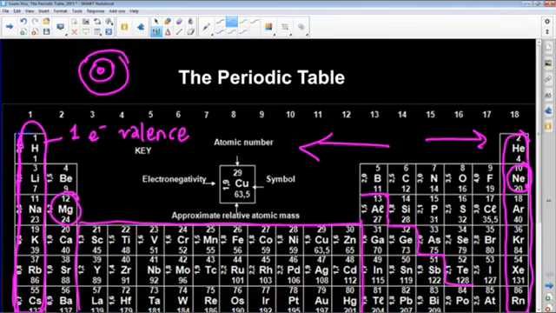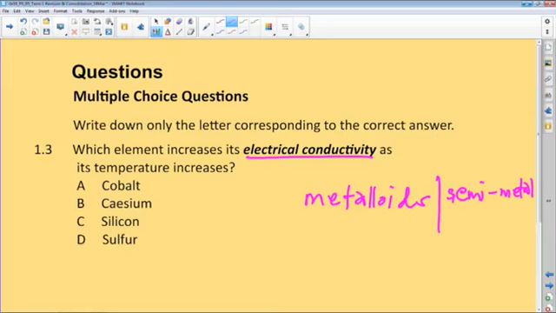Now, if we go back to our solution, we'll check which one falls under the semi-metals. Sulfur is definitely not one of them. Okay. Cesium is not one of them. Cobalt is not one of them. We're talking about silicon, as you have indicated.